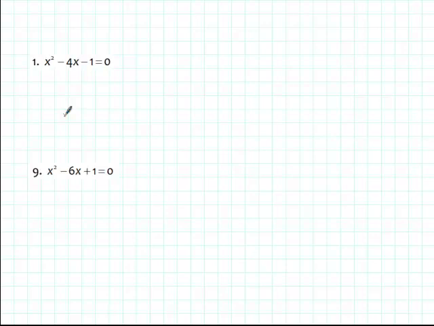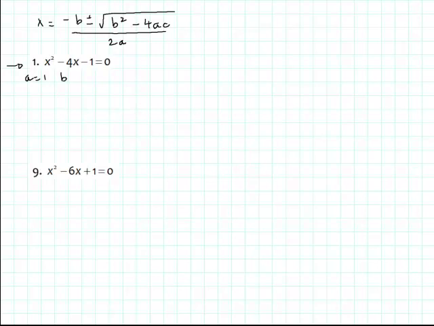And let me show you how to solve a few of the quadratic equations using your quadratic formula. That formula is x is equal to a negative b plus or minus the square root of our b squared minus 4ac, and all of that gets divided by 2a. Okay, within this first problem here, our a is going to be the 1 in front of the x squared, our b is going to be the negative 4, and our c is this negative 1 on the end.